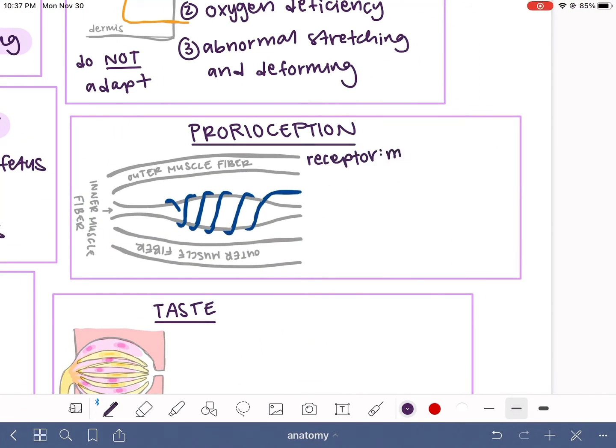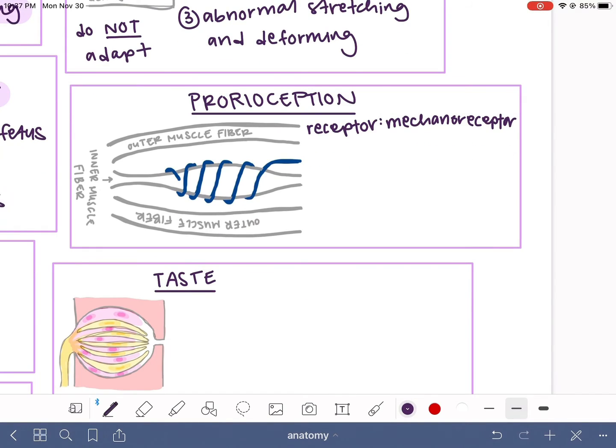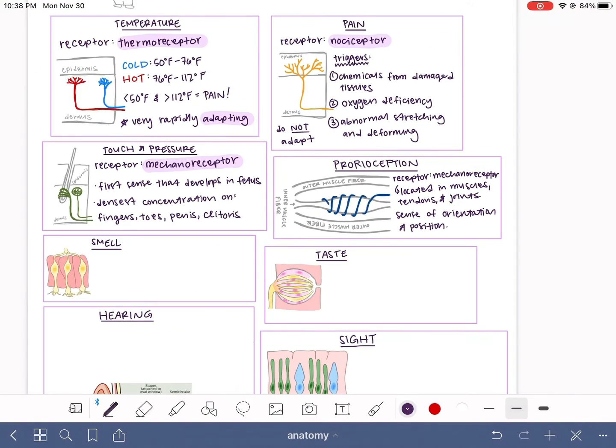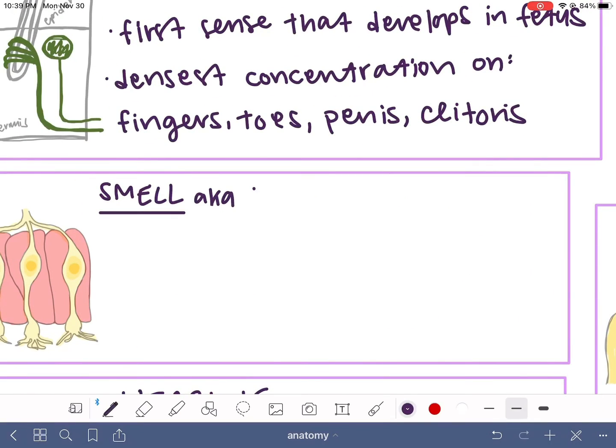Another one is proprioception. The receptors here are mechanoreceptors located in the muscles, tendons, and joints. I just realized I have a spelling error there. I'll fix that on my notes. This is our sense of orientation and position, so that we can close our eyes and touch our nose. We know where our body is.